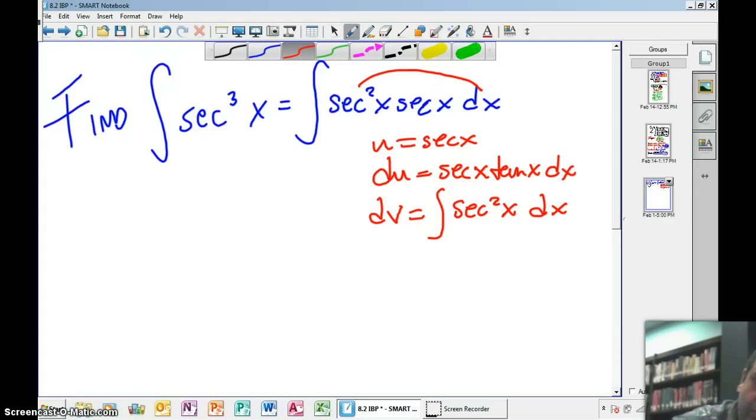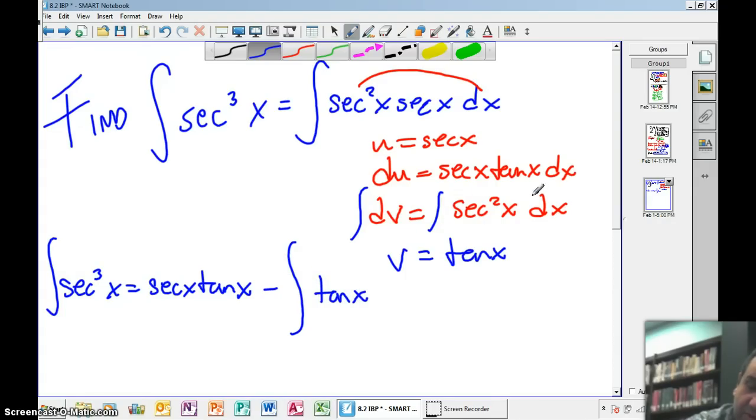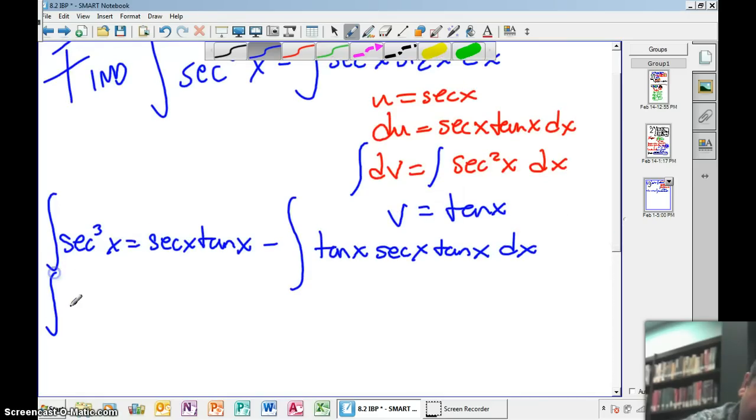So now I'm going to get v. So v equals tangent of x. So now I'm going to make this: the integral of secant cubed of x is equal to uv, secant x tangent x, minus the integral of v du, tangent of x times du, which is secant x tangent x dx.